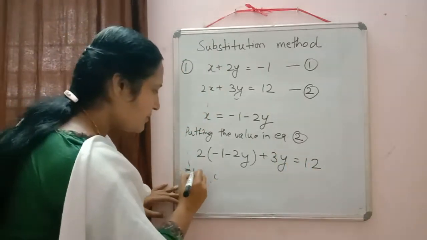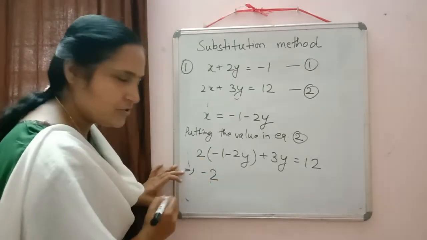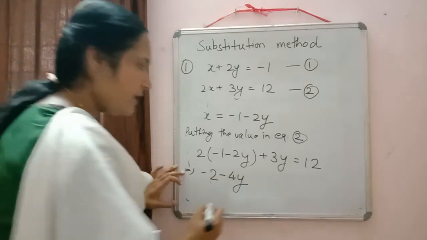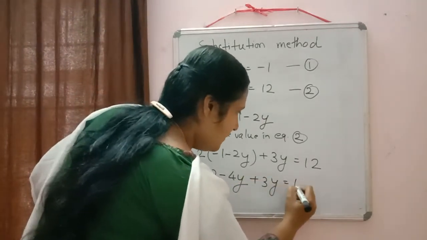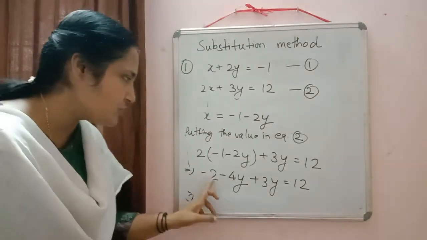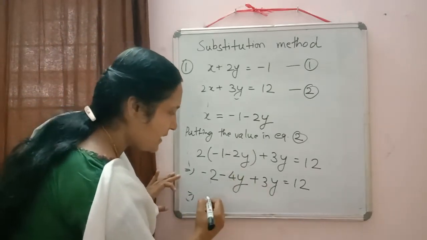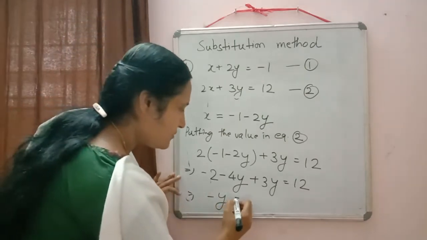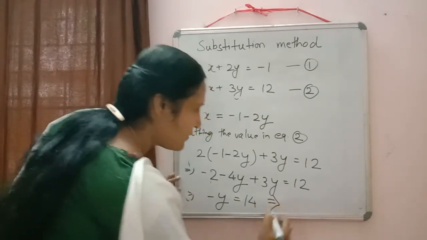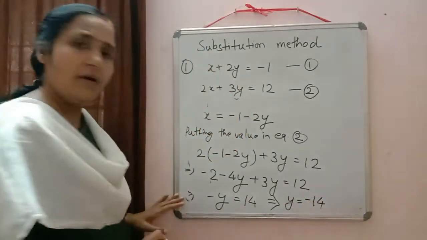Now we will simplify it because it has only one variable there. So 2 into -1 will be equal to -2, 2 into -2y, so that will be equal to -4y plus 3y is equal to 12. Now this -2 we can shift to right hand side. So -2 will become +2 and here we can do the subtraction. -4y plus 3y will be equal to -y. So -y is equal to 12 plus 2, 14. We are getting -y is equal to 14. Then y will be equal to -14.